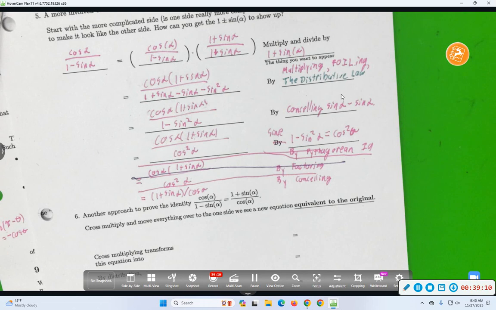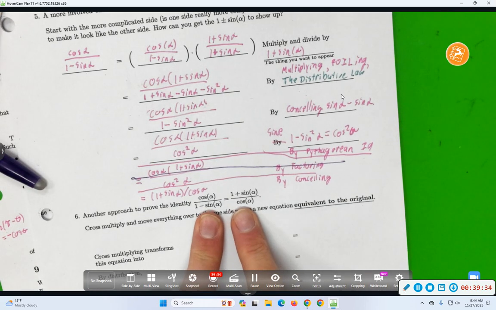And you'll notice that step one was arbitrarily deciding one of the sides was more complicated than the other and manipulating that side. Here's another approach to proving an identity. Let's just look at both sides of the equation at the same time. As long as you do the same thing to both sides of an equation, it's still the same equation. So let's do that. This time let's look at both sides of the equation.